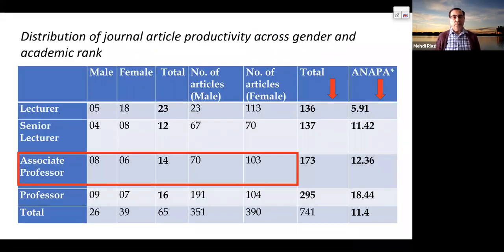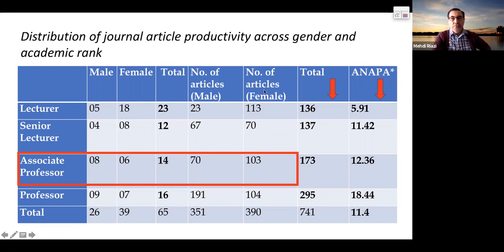Now, let's have a look at some breakdown of these publications. From this table, you can see the total number of academics at each level. So we had 23 at the lecturer level, 12 at senior lecturer, 14 at associate professor, and 16 at professor level, altogether 65. And then you can see how many of these were male and how many were female, and then the number of publications per gender.